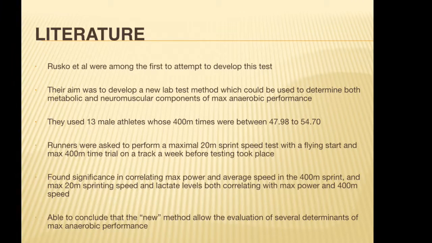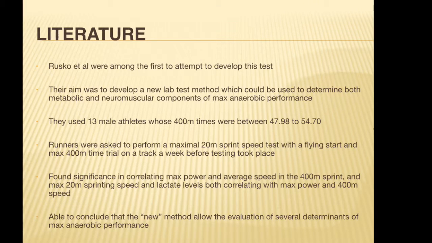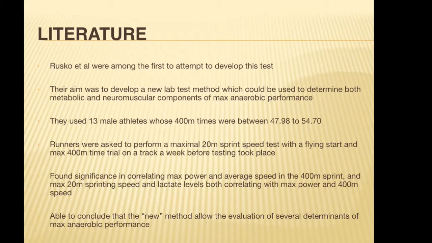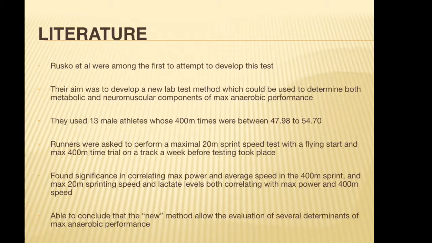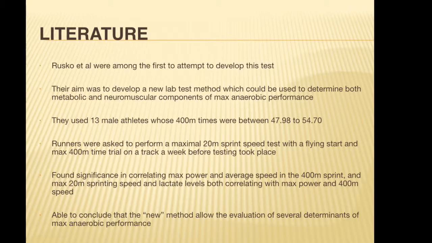They used 13 male athletes whose 400-meter times were between a high 47 and a mid 54 seconds. And if you know anything about 400-meter times for college athletes, especially Division I, these times, well, they're not that good. Division I 400-meter women runners often hit an average of 54 seconds. So this is kind of contradicting when I said the test was developed for high-quality intermediate sprinters. And then you see the subject pool they were dealing with.